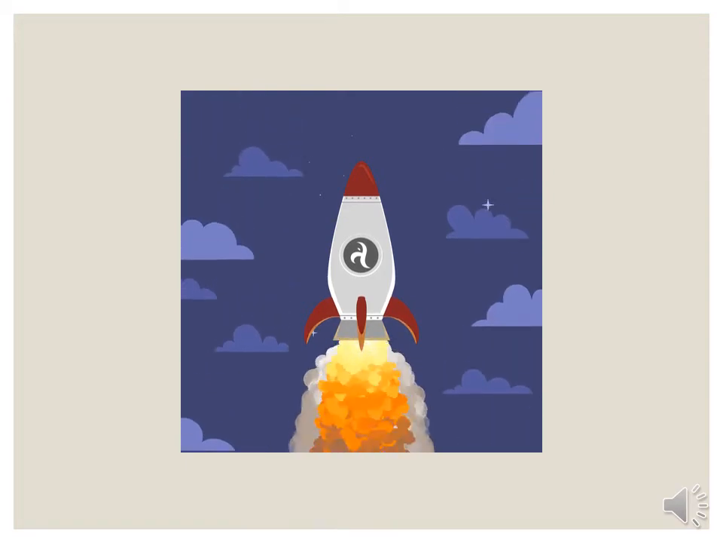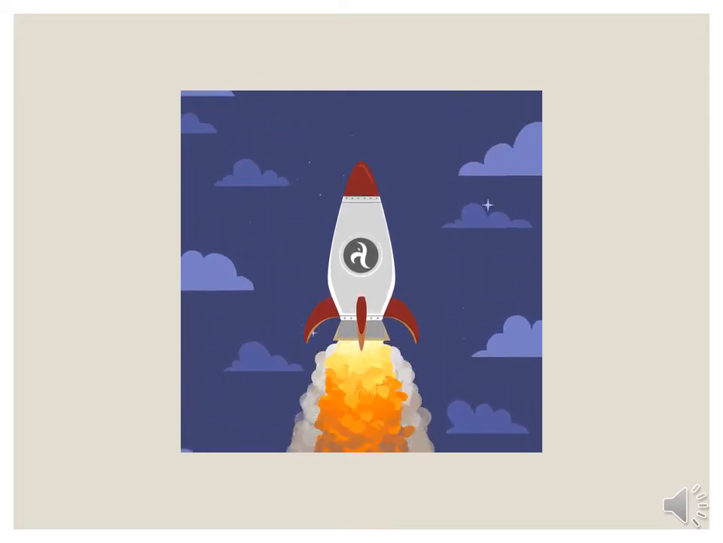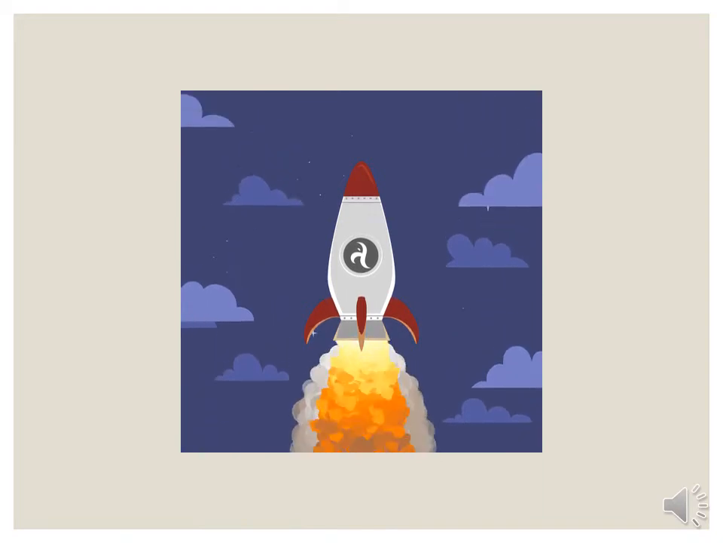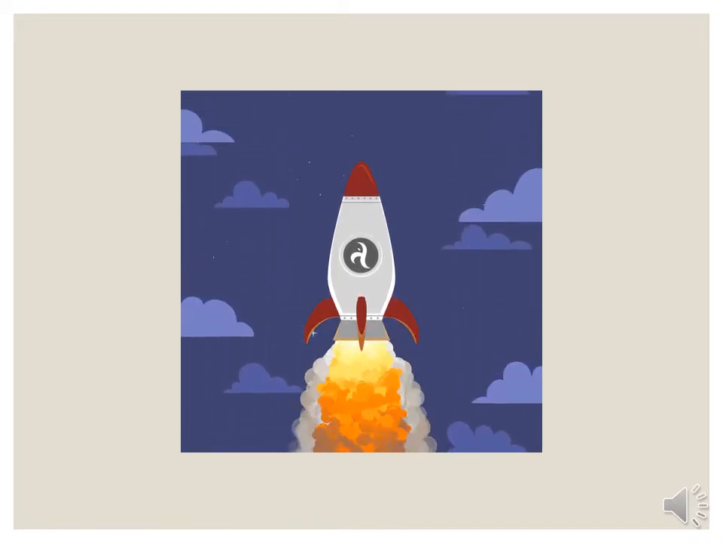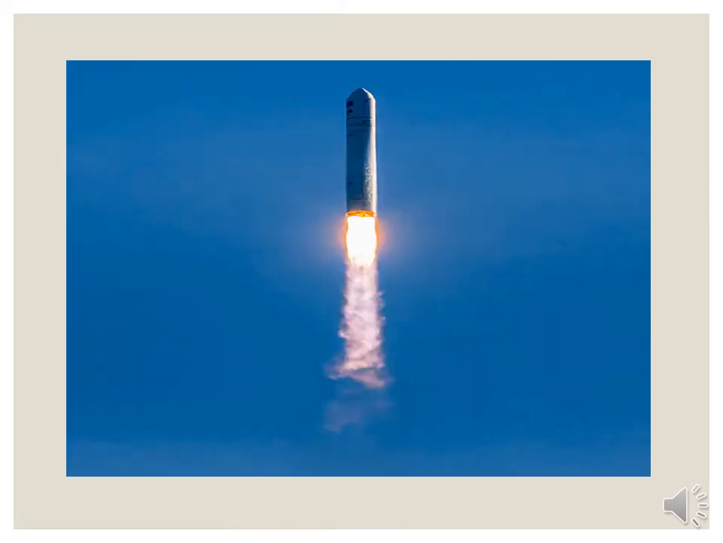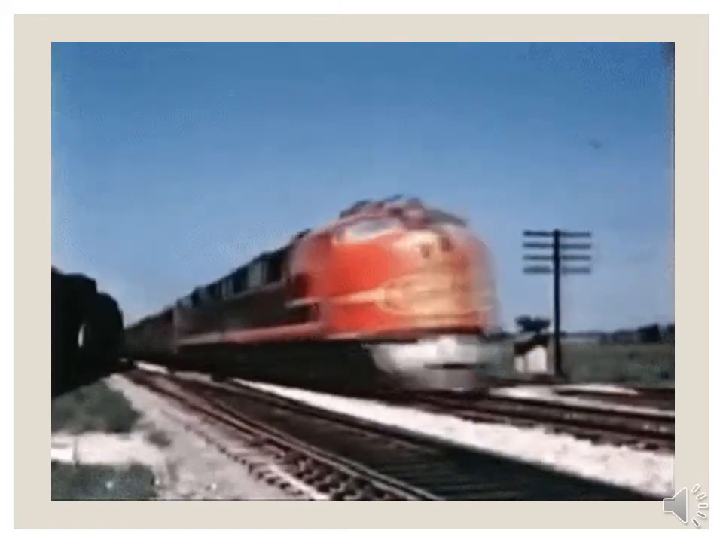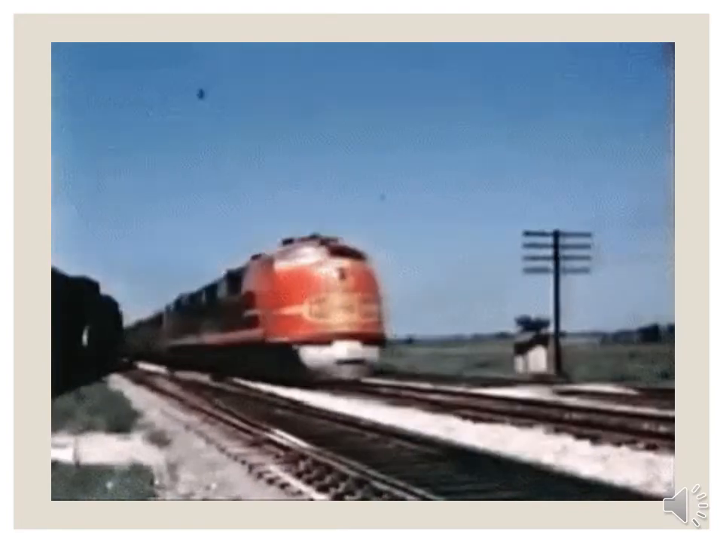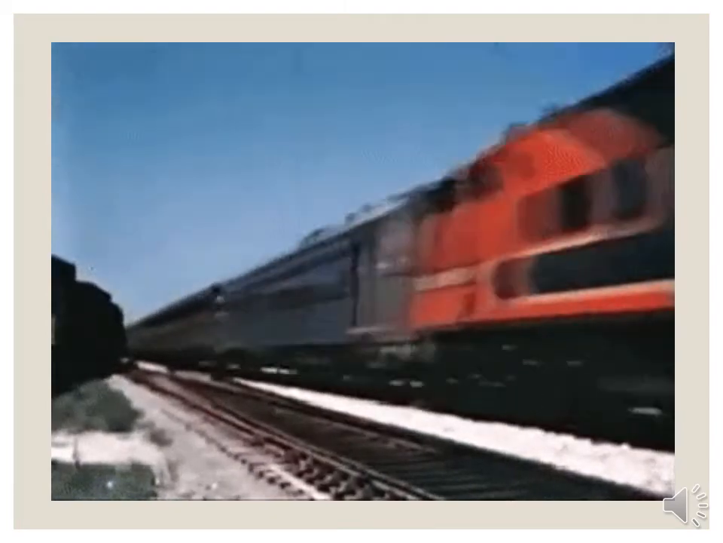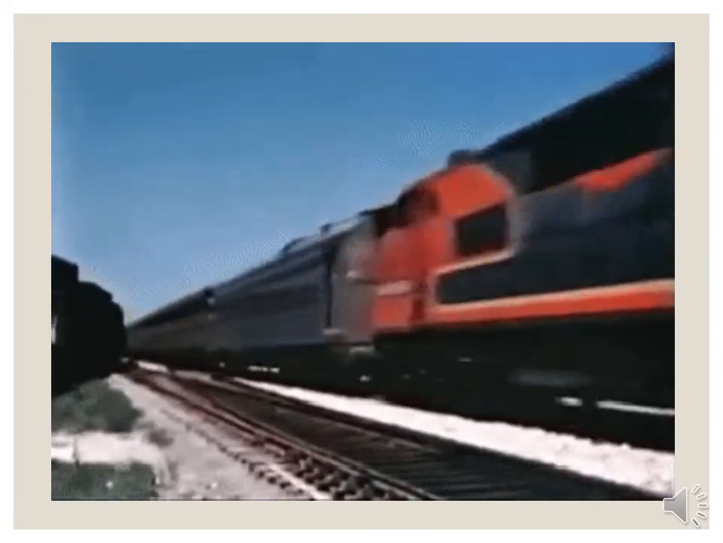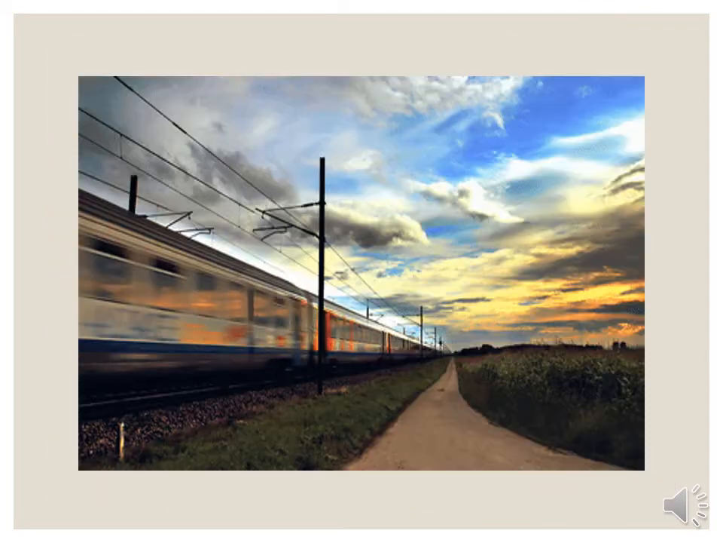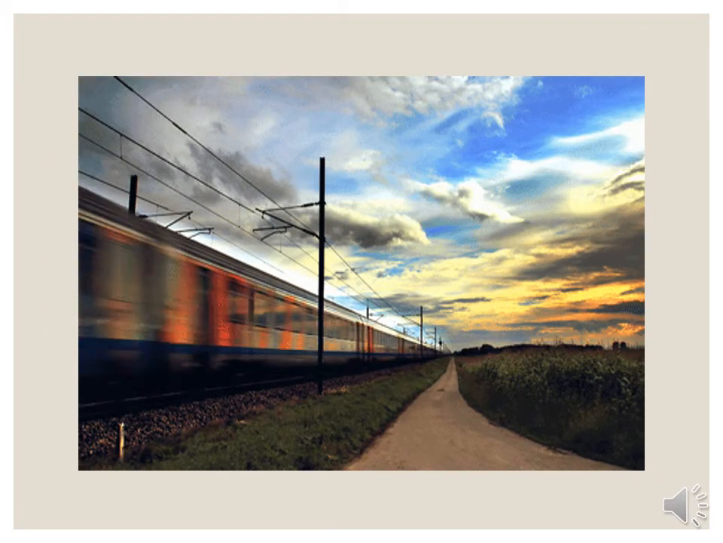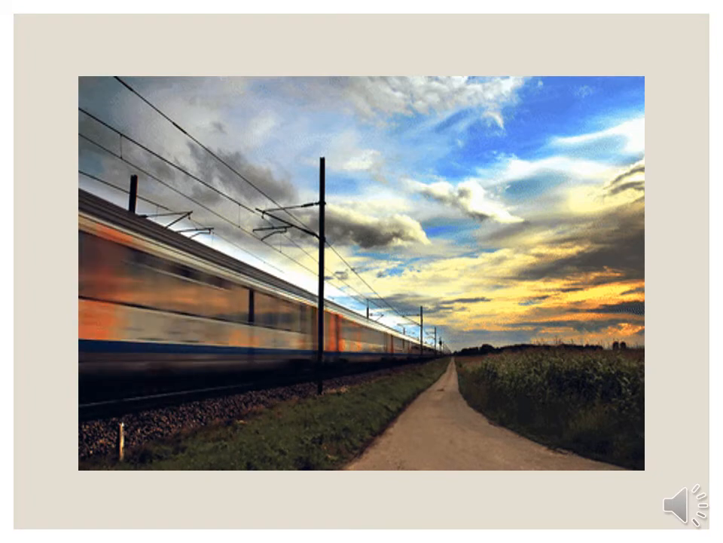Rocket has a streamlined shape to decrease surface area and the air resistance decreases, so its speed increases. Train has a streamlined shape to decrease surface area, to decrease air resistance or friction force, so its speed increases.